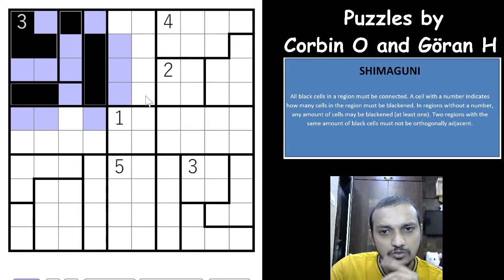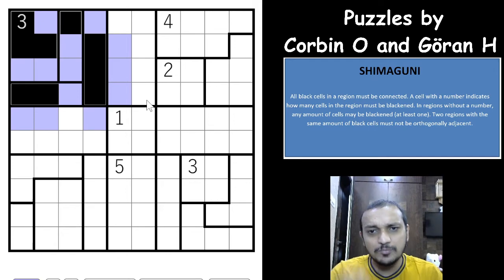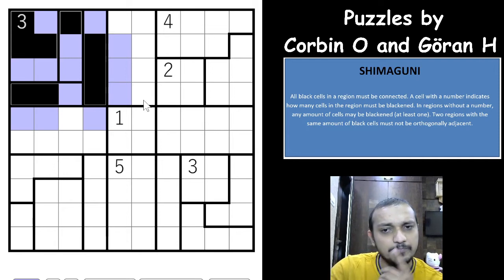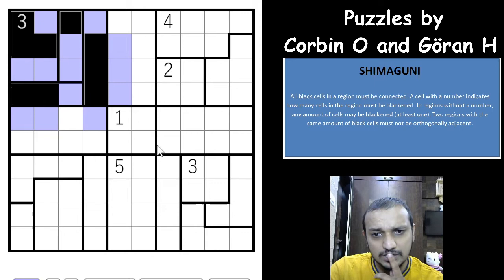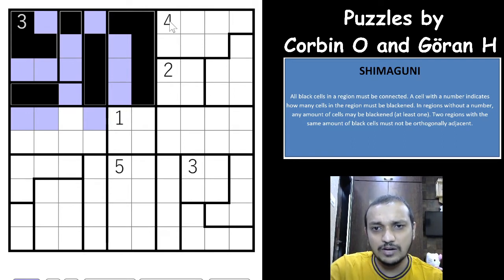Okay, that's awesome. So if you see this region, this is orthogonally adjacent to a 1 cell region, 2 cell region, 3 cell region and 4 cell region, which means this would have to have a minimum of 5 shaded cells, right? Yeah, it is connected to regions which will have 1 shaded cell, 2 shaded cells, 3 shaded cells and 4 shaded cells, which means this region should have at least 5 shaded cells, and it has exactly 5 cells remaining. So all the cells would have to be shaded, right?